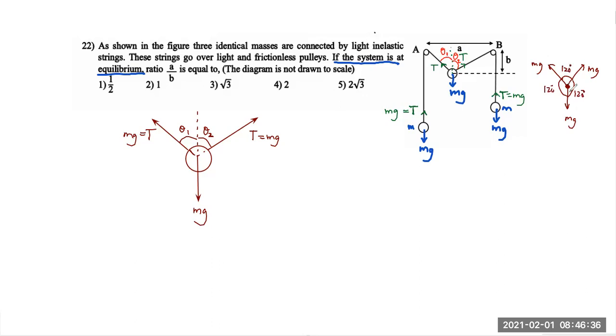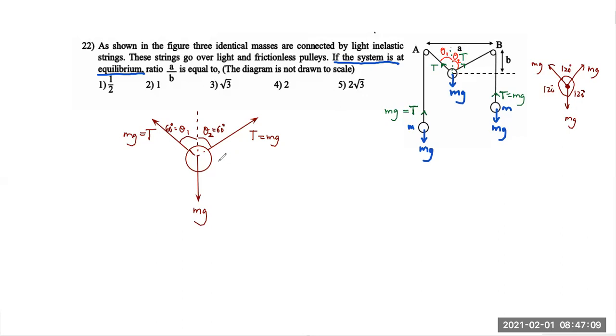Because three forces of equal magnitude are acting on an object, and the object is at equilibrium, the resultant force must be zero. The resultant force can be zero only if the equal magnitude forces are at an angle of 120 between each other. Therefore, this whole angle is 120, so theta 1 and theta 2 each should be 60 and 60.